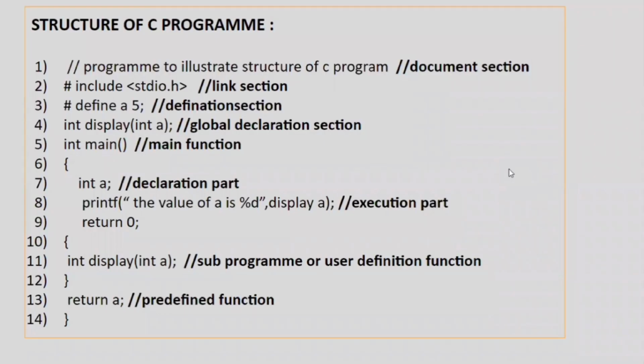A program to illustrate the structure of a C program. This is the documentation section. #include <stdio.h> is the link section. Then we give the definition section, #define A 5. Then int display(int a) is the global declaration section. Then the main function, int main with curly brackets. After the opening brace, this is the declaration part and then the execution part. Then the subprogram or user-defined function, and then return. This is the structure of the C program.